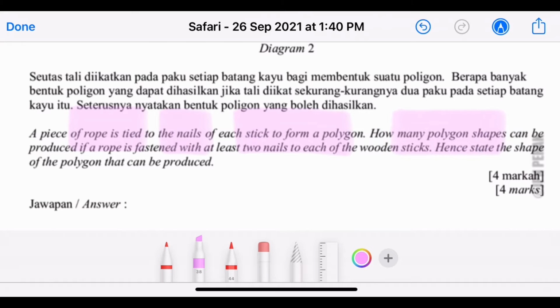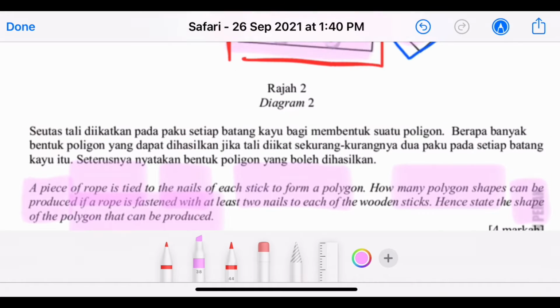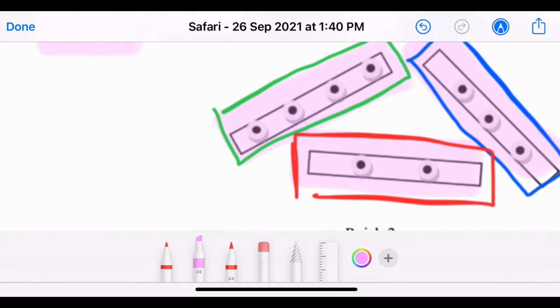How many polygon shapes can be produced? Hence, state the shape of the polygon that can be produced. Actually, we can form many shapes. All right. Let's study this diagram.